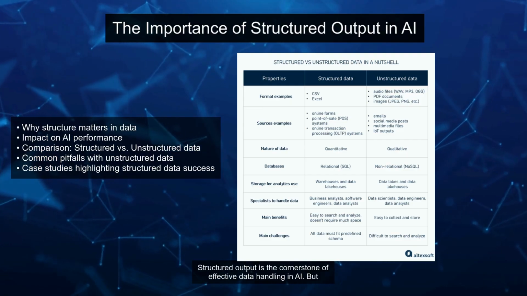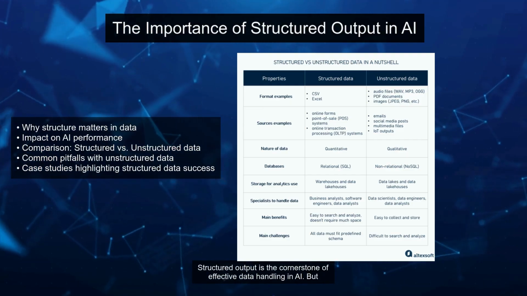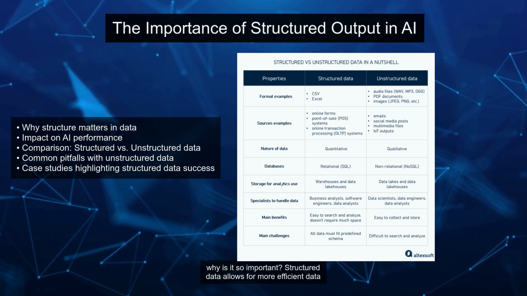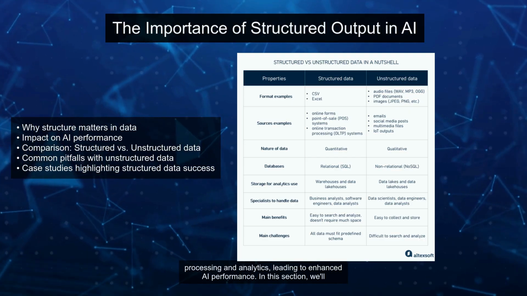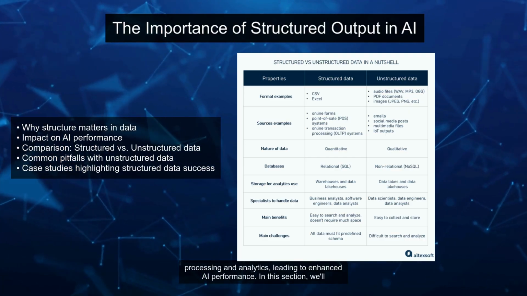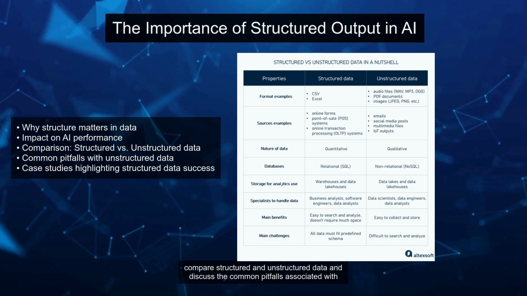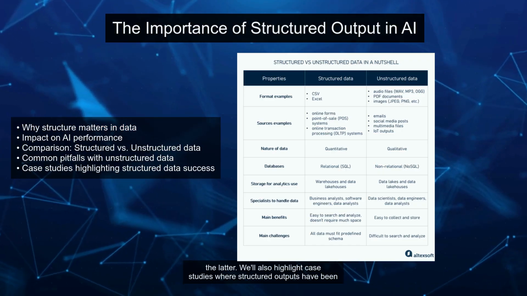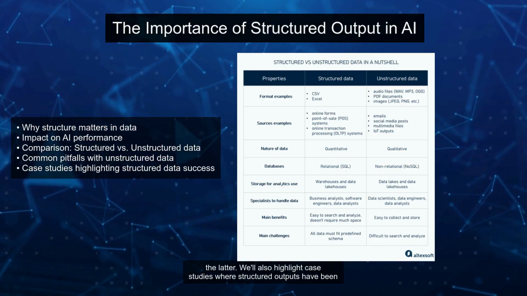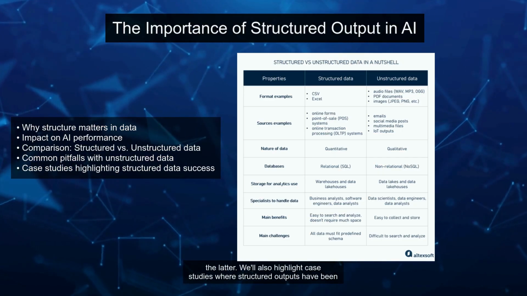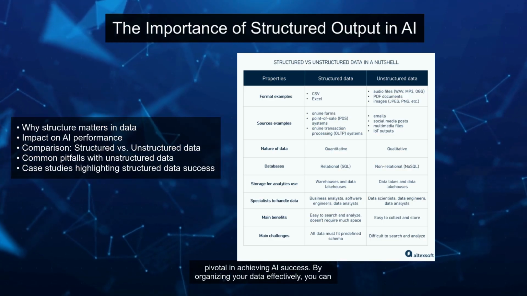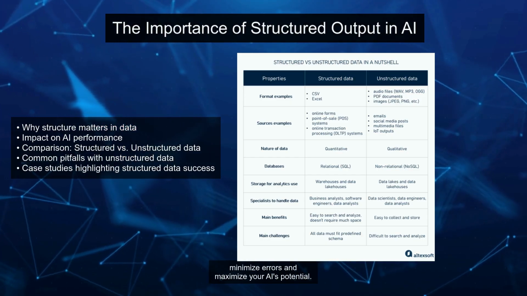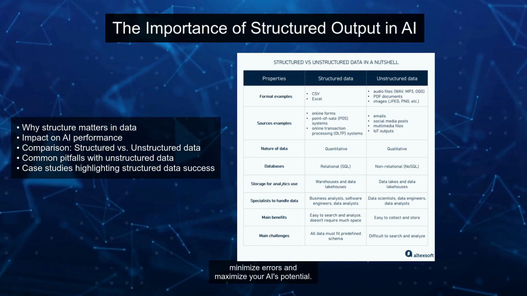Structured output is the cornerstone of effective data handling in AI. But why is it so important? Structured data allows for more efficient data processing and analytics, leading to enhanced AI performance. In this section, we'll compare structured and unstructured data and discuss the common pitfalls associated with the latter. We'll also highlight case studies where structured outputs have been pivotal in achieving AI success. By organizing your data effectively, you can minimize errors and maximize your AI's potential.